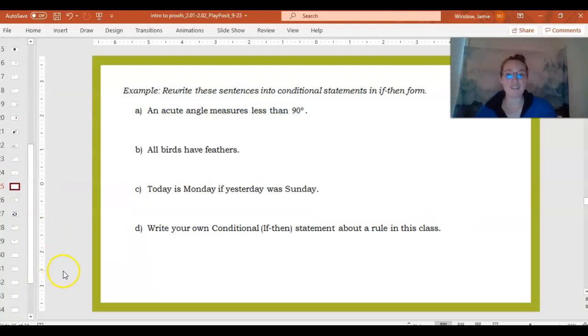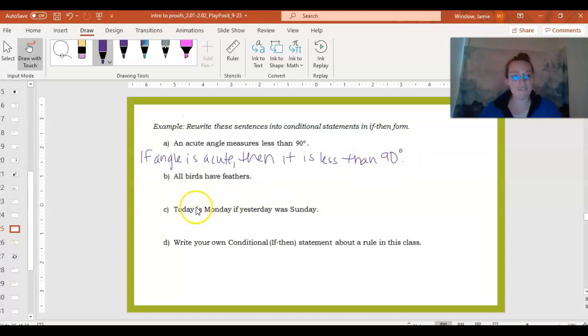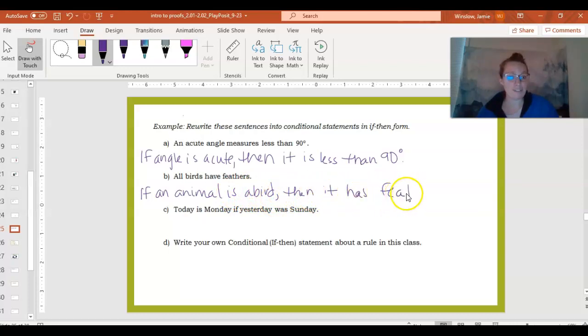So let's try some. We're going to write these into conditional statements. So the first one says an acute angle measures less than 90. Let me get my pen. So we could say if an angle is acute, then it is less than 90 degrees. So you're really just turning it into that if-then statement. Sometimes you have to add some more words, like this example, all birds have feathers. We would say if an animal is a bird, then it has feathers.